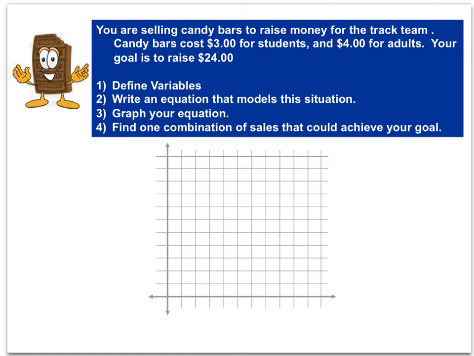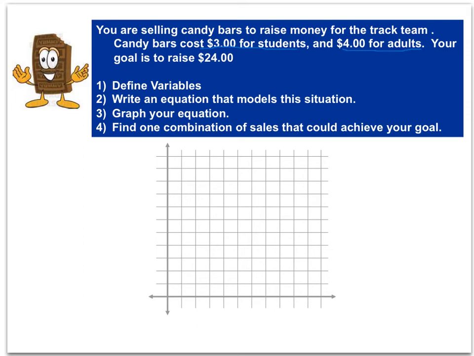It still does represent a line, but in this case we're not given 2 points. Here we're selling candy bars to raise money for the track team, and candy bars are sold at 2 different prices. The first price is $3 per candy bar for students. The second price is $4 per candy bar for the adults. The goal is to raise $24.